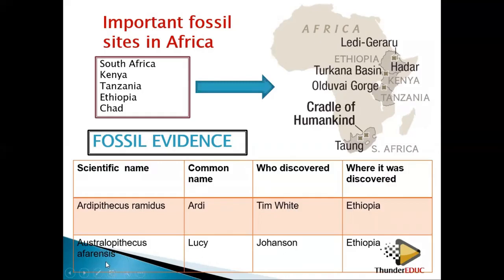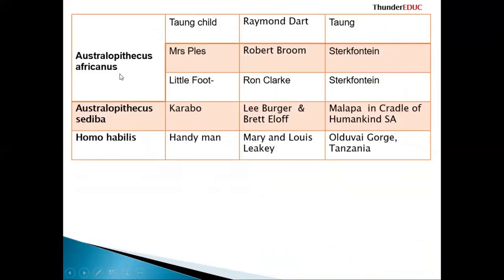So we have the Australopithecus afarensis. This one is called Lucy. The person who discovered it is Johanson. Johanson discovered it in Ethiopia. Lucy, those people who watched a movie called Lucy, you can even see how life tried to evolve. We have the three fossils. We call them Australopithecus africanus.